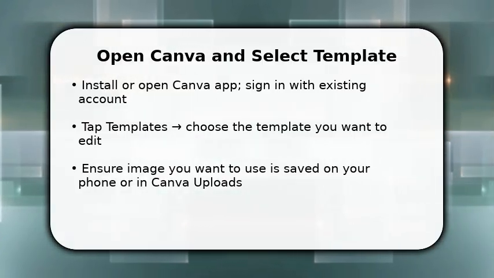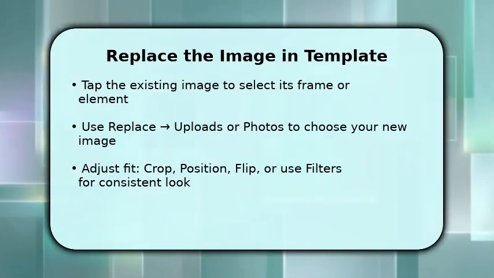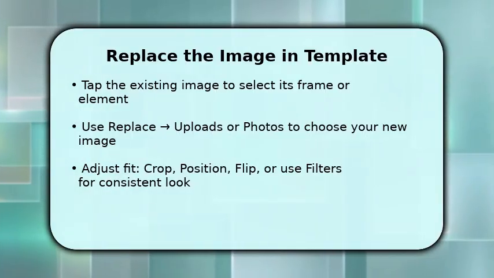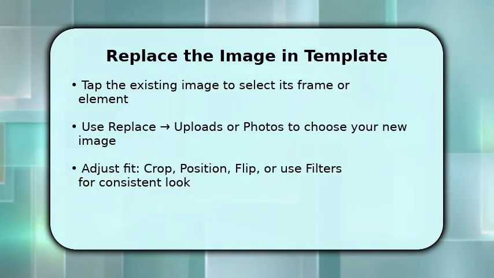Now tap the image frame to select it and use the Replace control that appears. This swaps the asset without breaking layout. Choose Uploads to pick your phone photo or photos to search Canva's library.